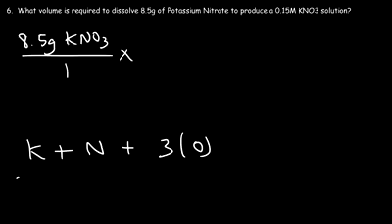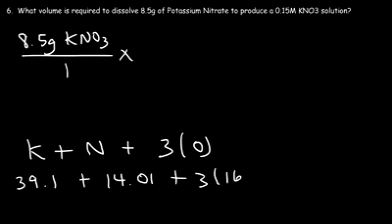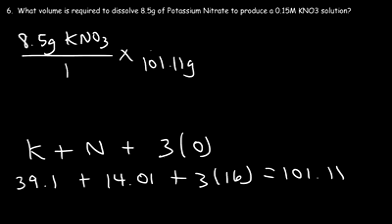Potassium has an atomic mass of 39.1, N is 14.01, and O is 16. 3 times 16, that's 48. And 48 plus 14.01, that's 62.01. And then let's add 39.1 to that. So this is 101.11. So there's 101.11 grams per 1 mole of substance.